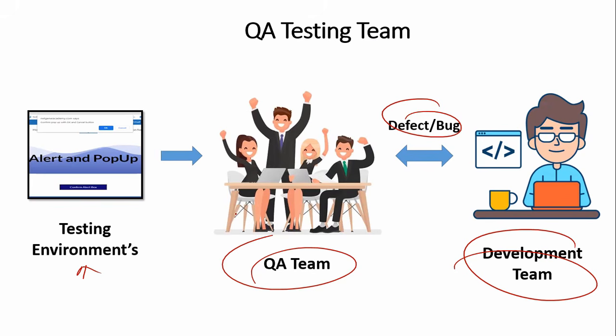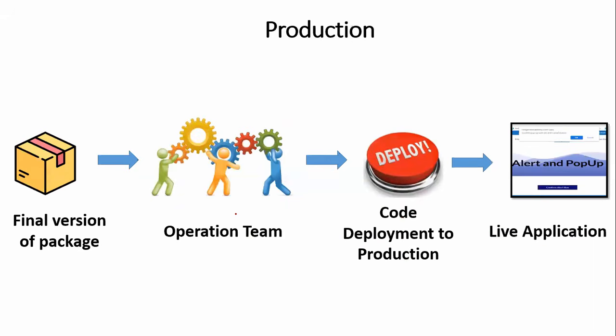Like all the important functionality works fine or not. Then we'll go for the sanity. After that, regression. So this process happens to and fro. Finally, all the defects will be closed. Sometimes the defects will not be closed. It will move to the next release.